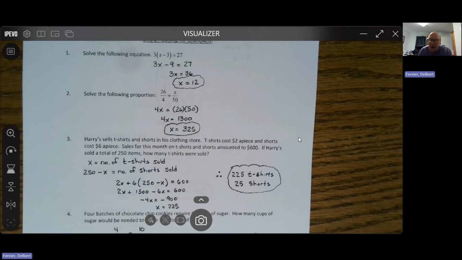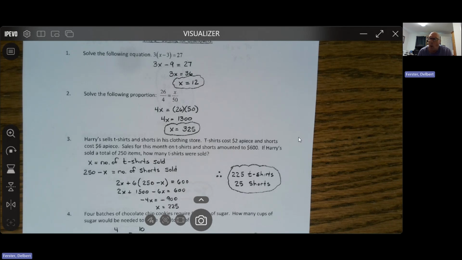Problem 3, our first foray into word problems from Unit 1. Harry sells 2 particular items. He sells t-shirts and he also sells shorts. We know some content about those items. T-shirts cost $2 a pop. Shorts go for $6 a piece. We know that this particular month, those 2 items combined to sell for $600 worth of merchandise. And Harry also knows that he sold a total of 250 items.